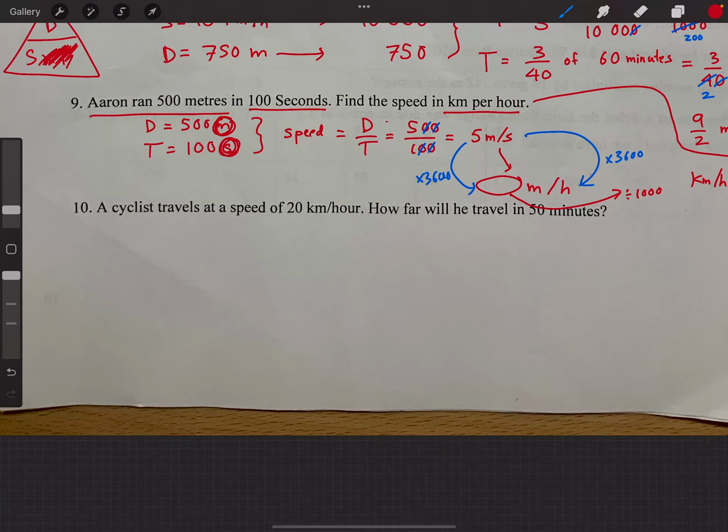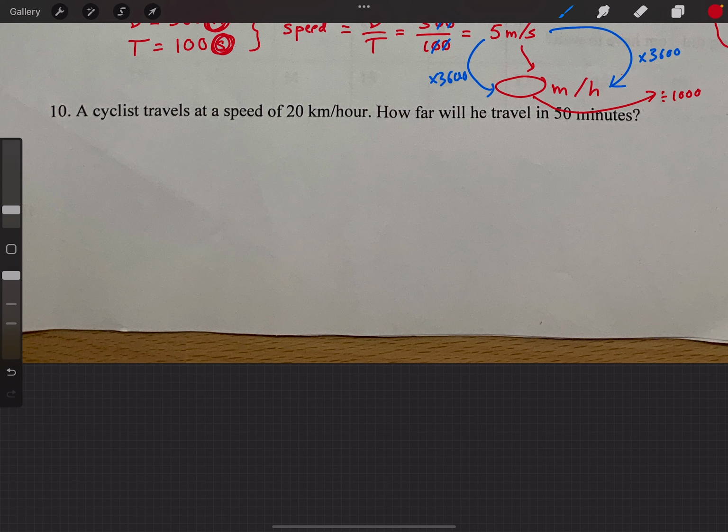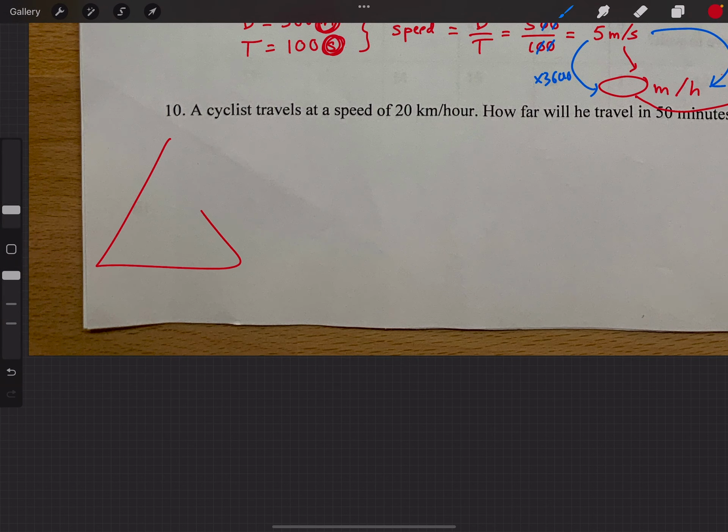Question 10. A cyclist travels at a speed of 20 kilometers an hour. How far will he travel in 50 minutes? So, okay, I will have a look at this. I'm going to use the triangle method. Now you've got distance, speed times time. A cyclist travels at a speed, so speed is given to us as 20.